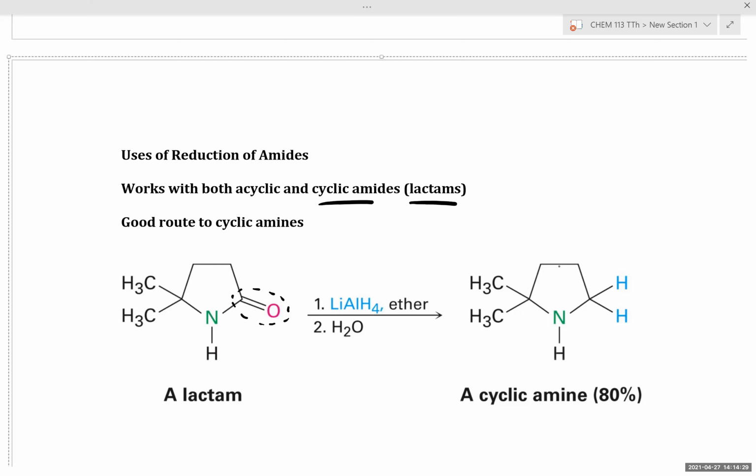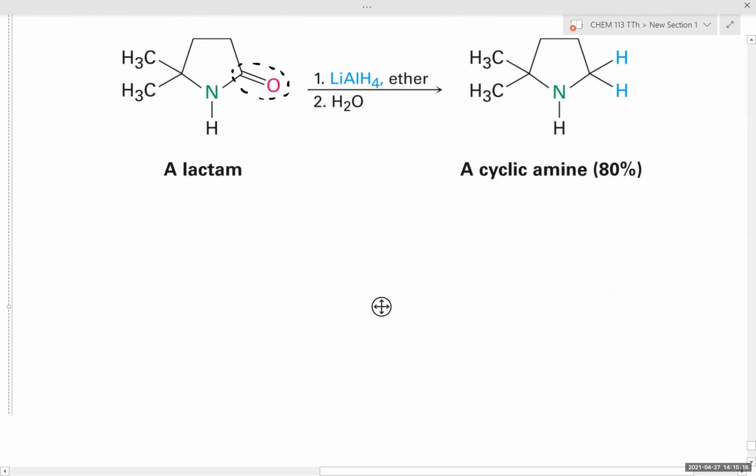Does this synthetic utility make sense to everyone? We can take any amide and convert it to the amine. And that allows us to get a lot of structural diversity out of the reactions that we're already familiar with. Any questions? Okay, so let's keep going then.